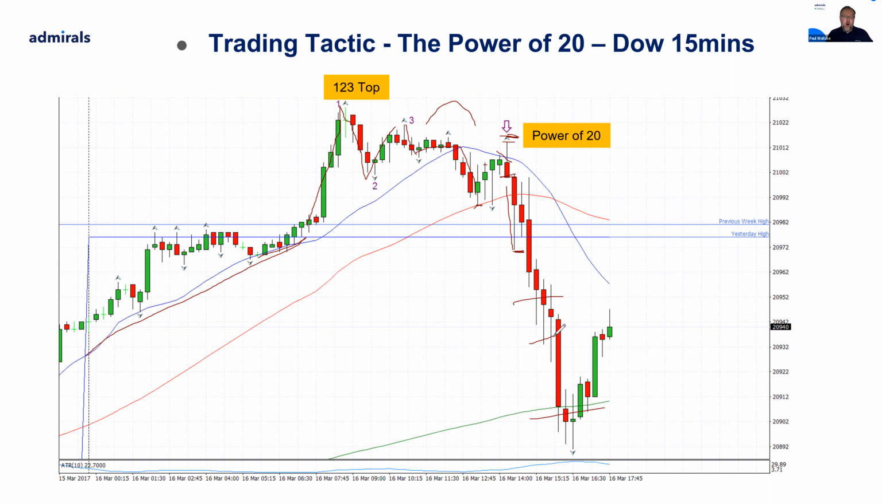You will see this happen across all sorts of time frames, all sorts of instruments. It's just about being a little bit patient, okay, in waiting for your setup.